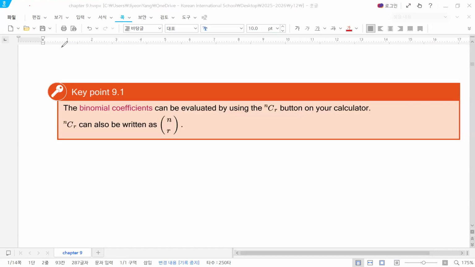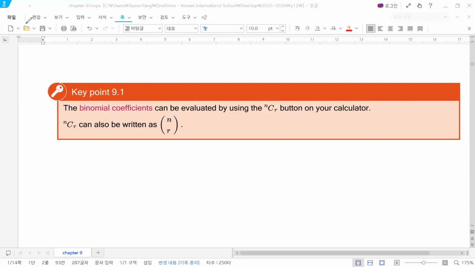Ethan, please read key point 9.1. nCr, and nCr can also be written as.